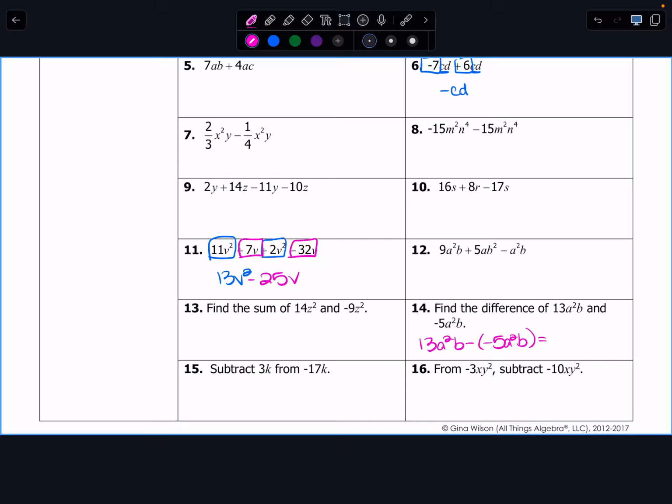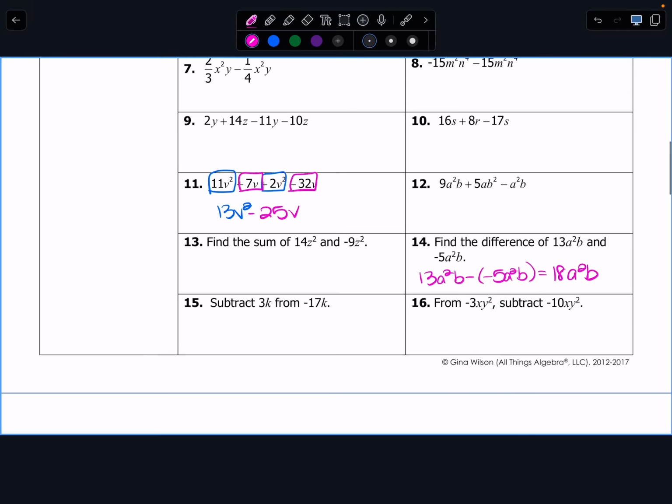Well, the reason why we have to do it is because your PSAT, SAT, state testing, everything is going to use words like this. Okay, so I get an 18a squared b.